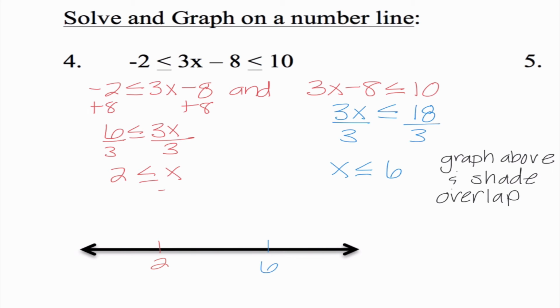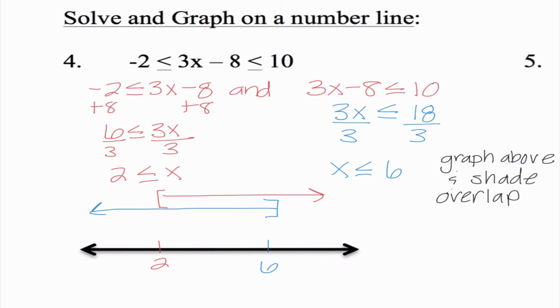Numbers that are greater than or equal to 2, I'm going to use a bracket because it has this equals. And I know those are going to go to the right because that's where bigger values are. Notice it goes past 6 because numbers like 7, 8, 9, 10 are greater than 2. My second piece says x is less than or equal to 6. So all real numbers less than or equal to 6, I'm using a bracket again because it says equal to, and values less than 6 would go to the left.